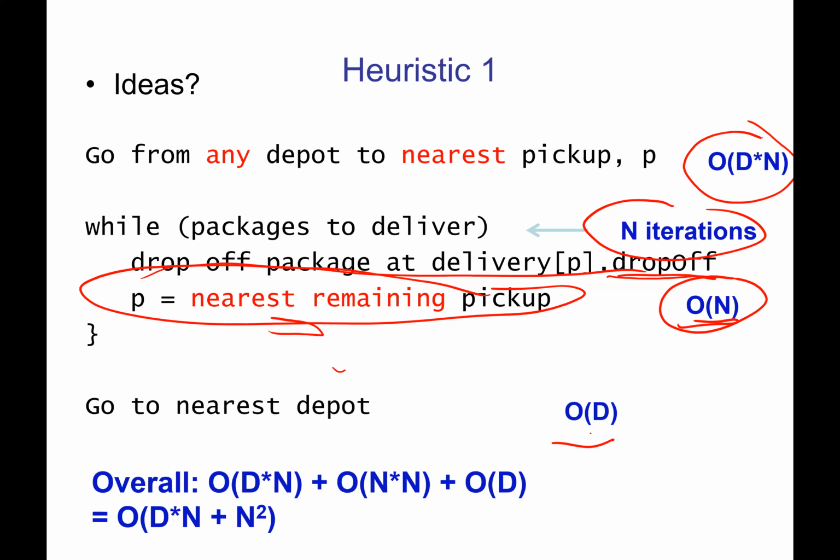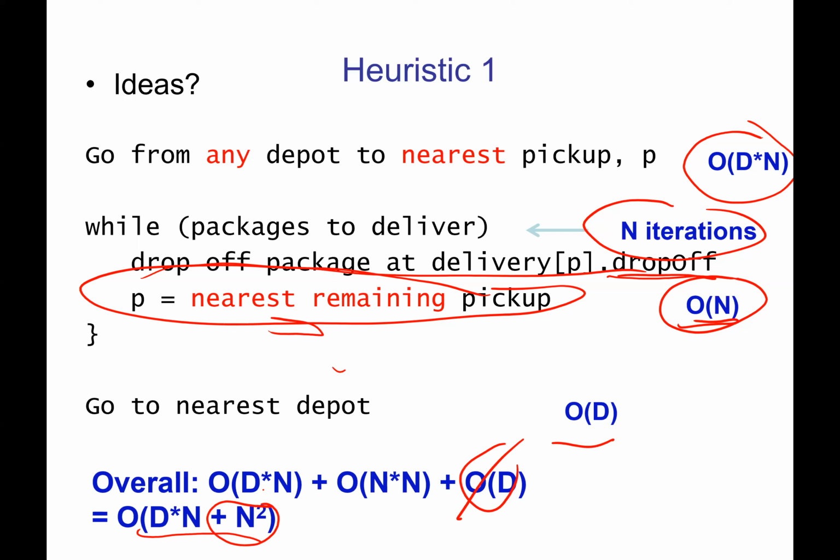Okay, so if I write that out, I just go, okay, that's d times n plus n squared plus d. In complexity, you can always drop the lower powers. So I can drop this order d, because it's a lower power than the other stuff, and I'm left with order d times n plus n squared. Now, all the problems are going to give you the number of pickups and drop-offs is more than the depots, so this n squared is the important thing.